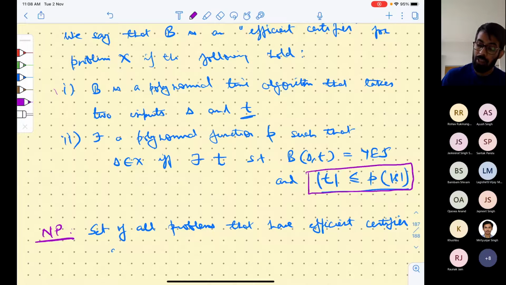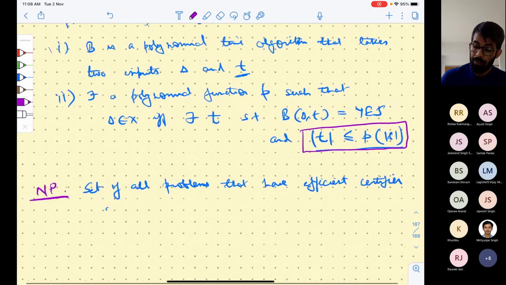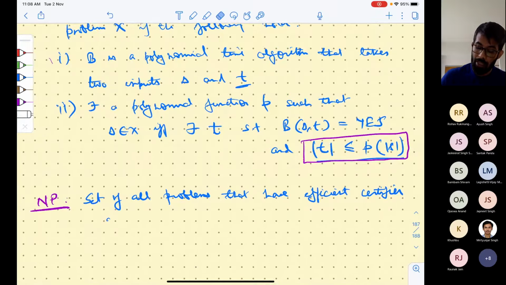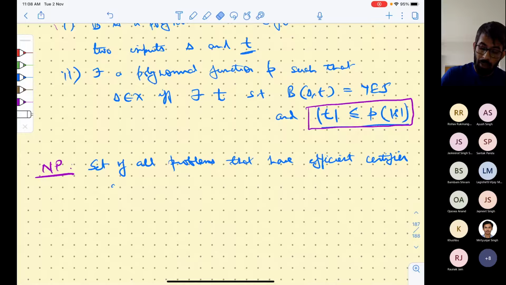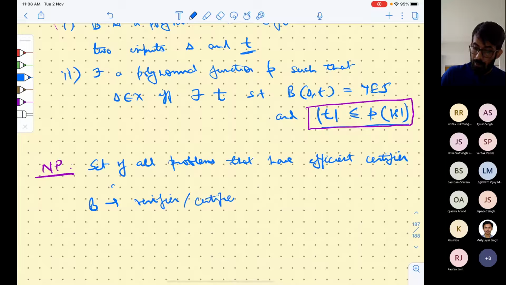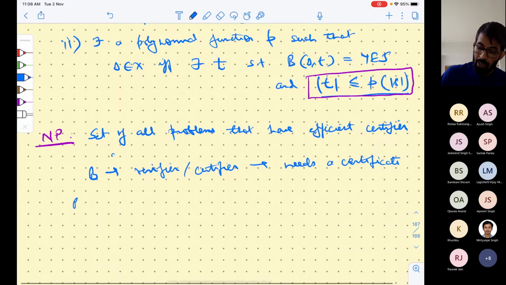So it does not actually find the certificate. Given a certificate, the algorithm performs its check, and then outputs yes if and only if the string is in X, right? So this algorithm B is more like a verifier or certifier. That's why it's called that. It needs a certificate. So sometimes it is also said that B can guess.